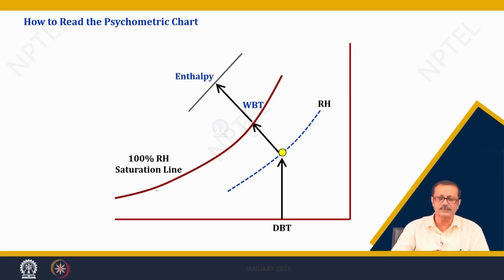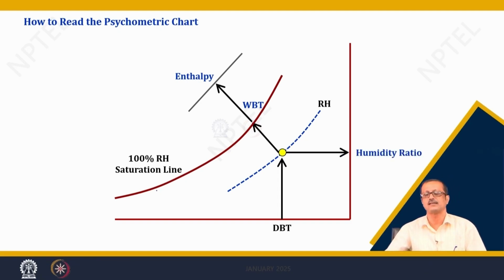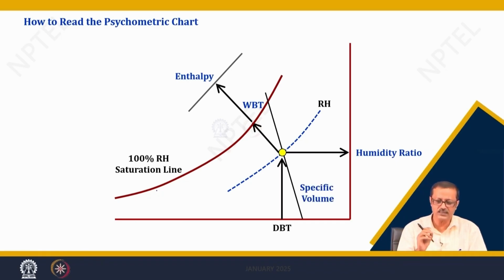You can go to the enthalpy, how much the state of that particular air has, how many kilojoules per kg. You can go to the right-hand side to get the humidity ratio. You can find out the specific volume. So, once you get a point, you can get all the data.